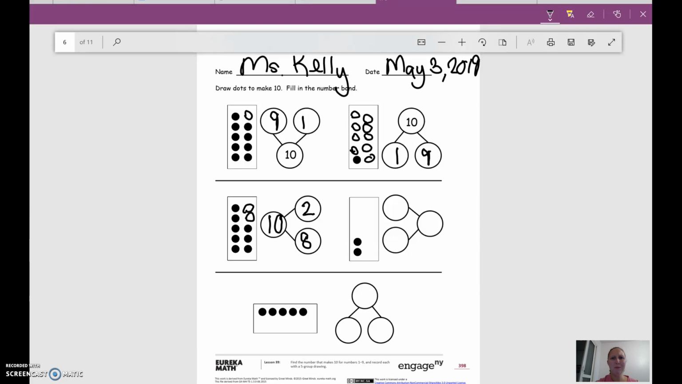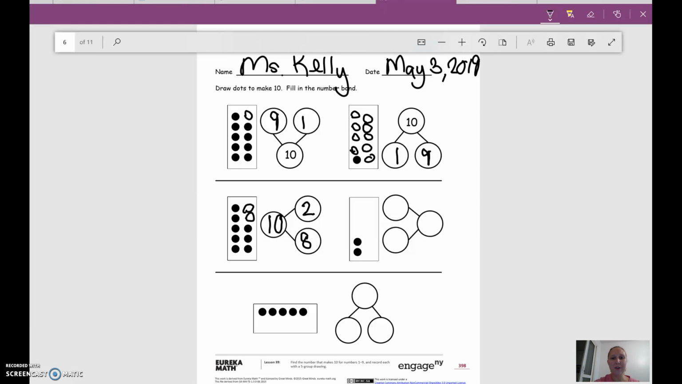Perfect. I'm noticing a pattern. Are you noticing a pattern? Because in the next problem, I see 2. So how many white circles will I need to finish this one, do you think? Tell your neighbor and then start the video again.